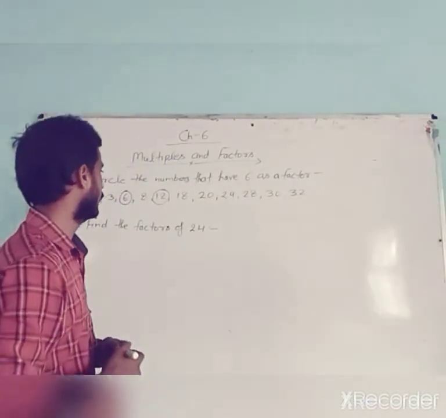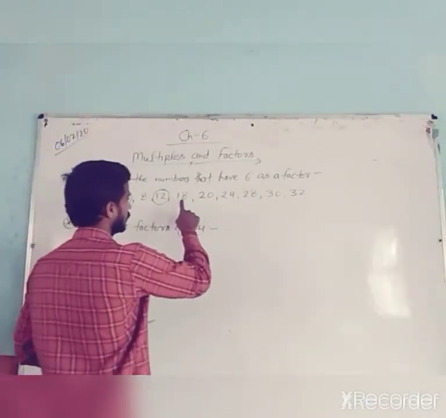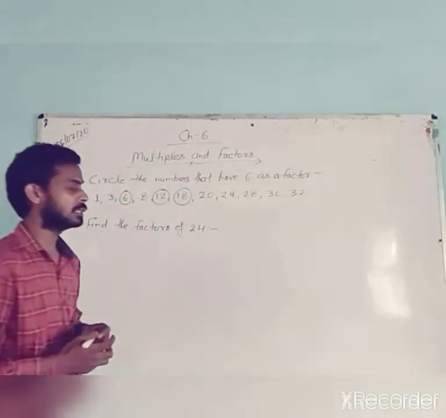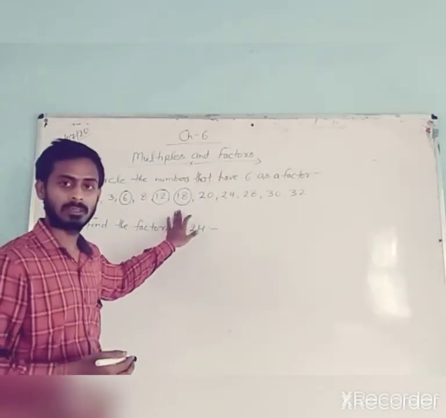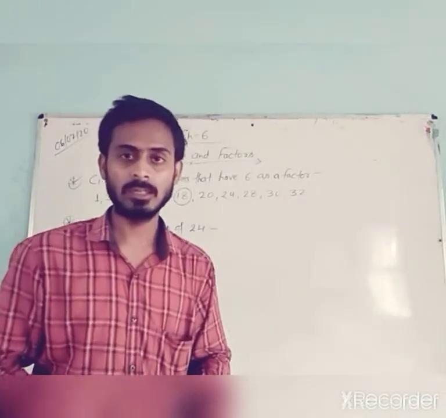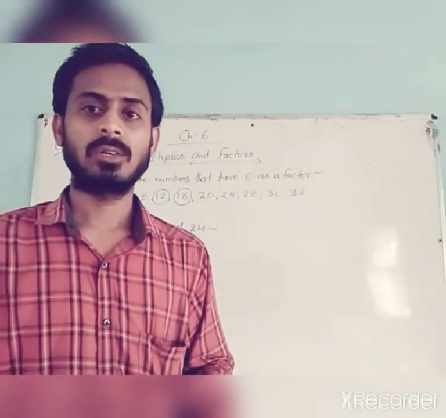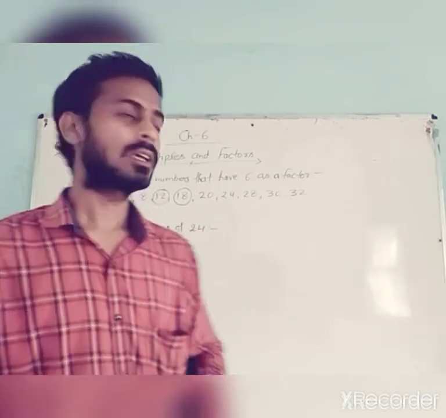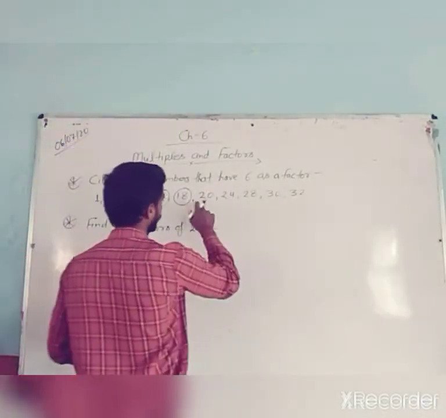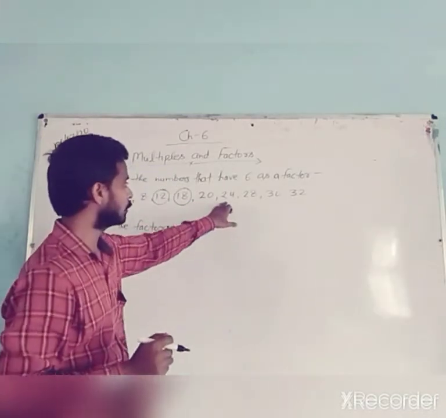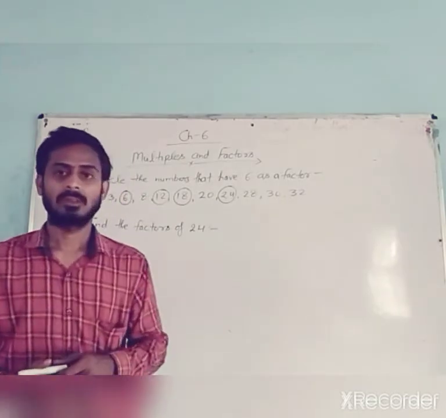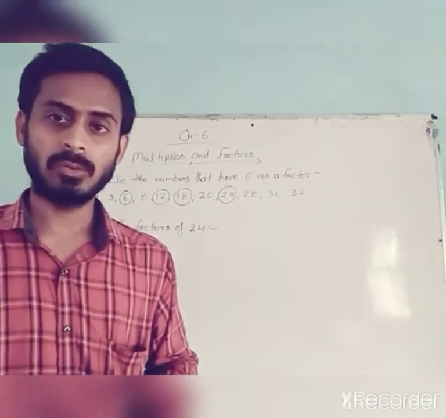Okay. Now next, 18. 6 3s are 18. Again 6 is a factor of 18. Okay. Then 20. 6 3s are 18, 6 4s are 24. We can't divide 20 by 6 without leaving a remainder. That is why 6 is not a factor of 20. Check the next number, 24. 6 4s are 24. So 6 is a factor of 24 also.